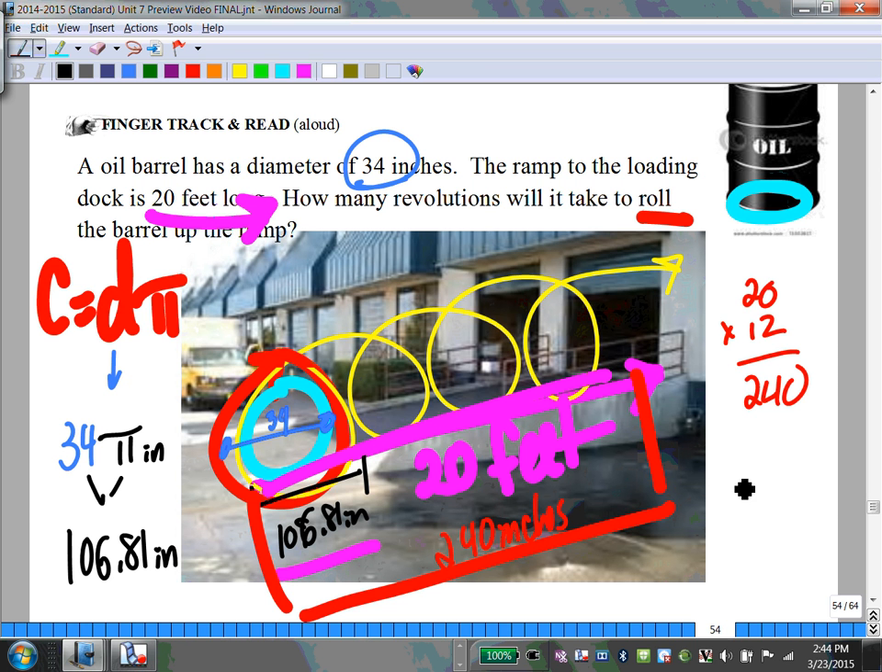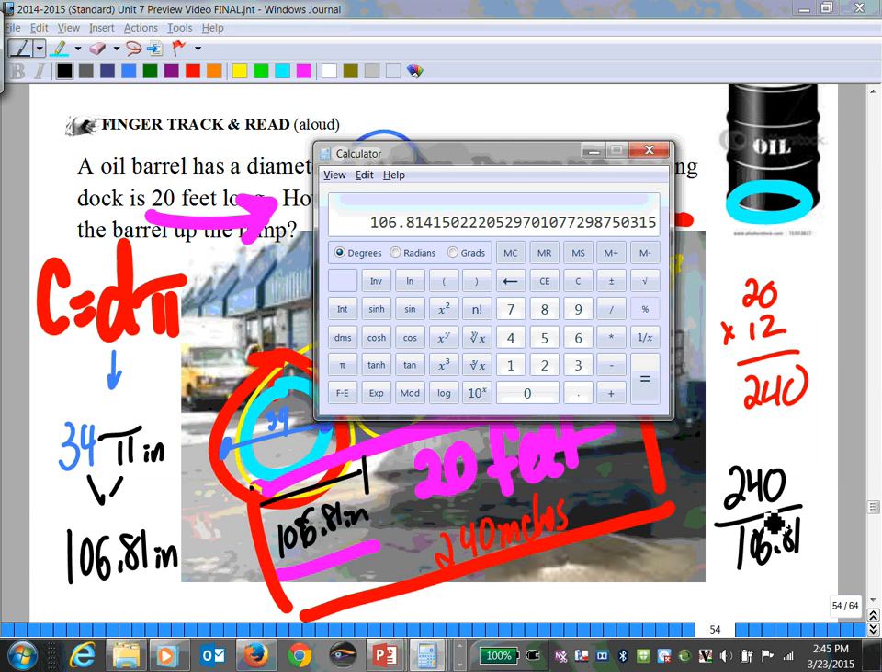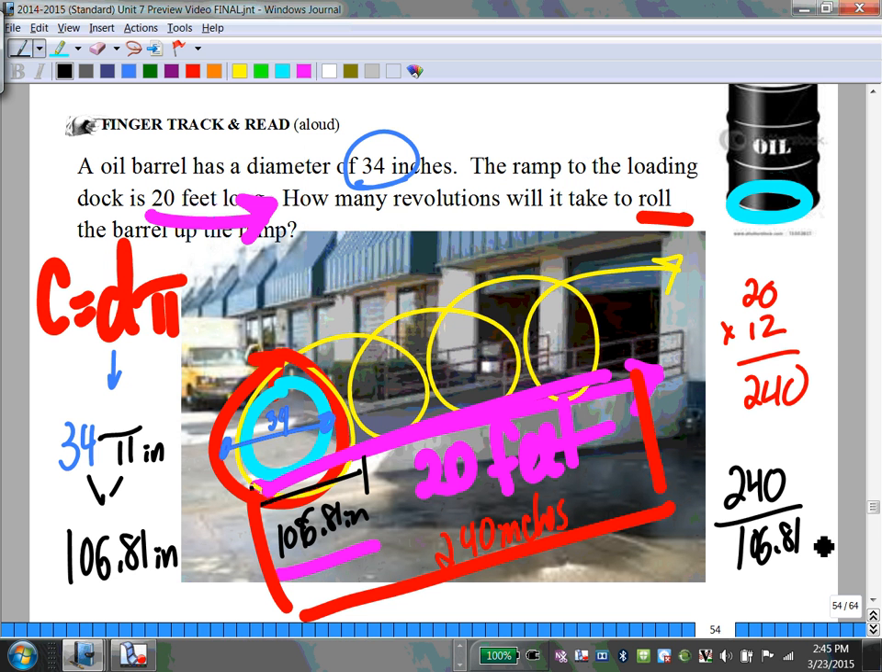So we're going to take one roll, 240 divided by one roll, which is 106.81. So 240 divided by 106.81, and you get approximately 2.2 rolls. Okay, we've left lots of space, approximately 2.2 rolls.